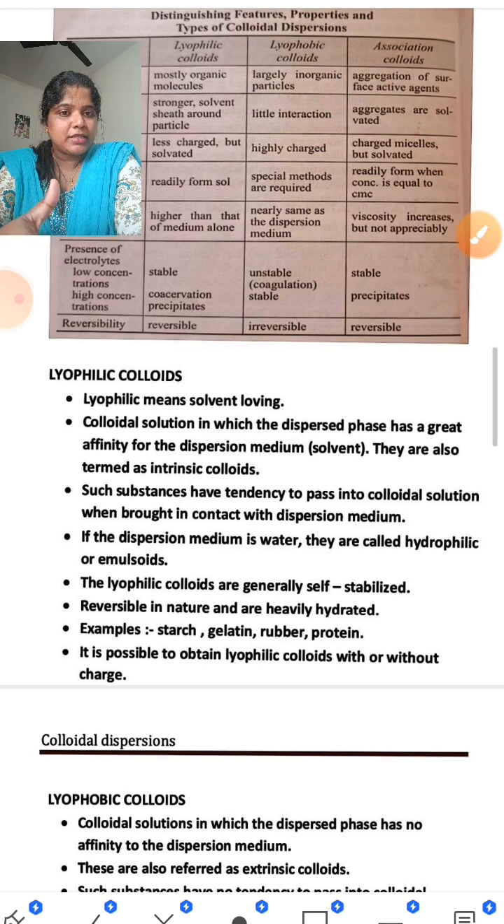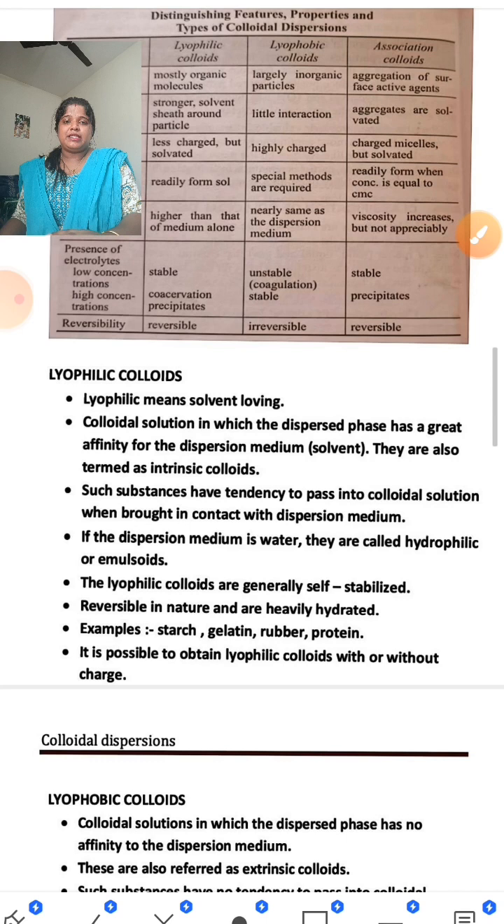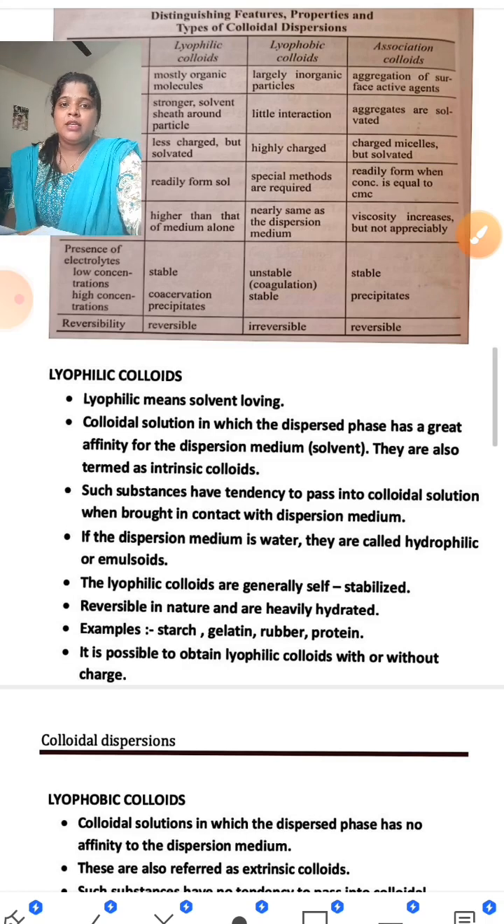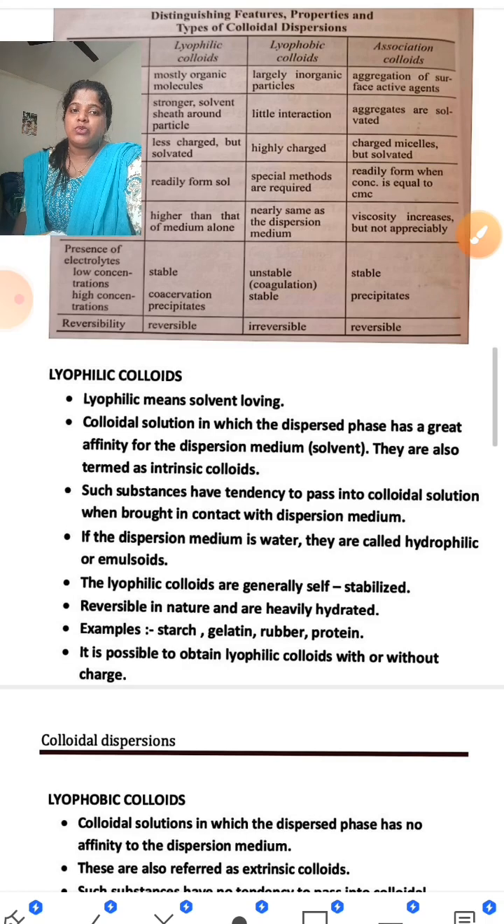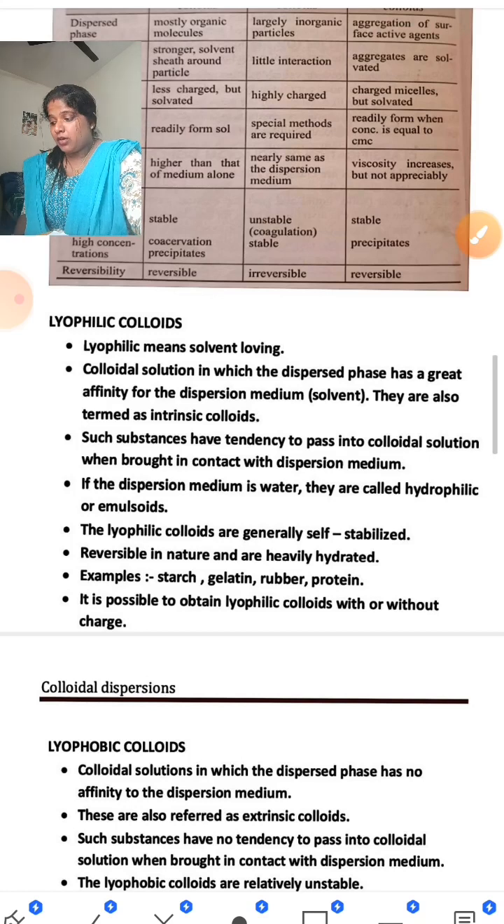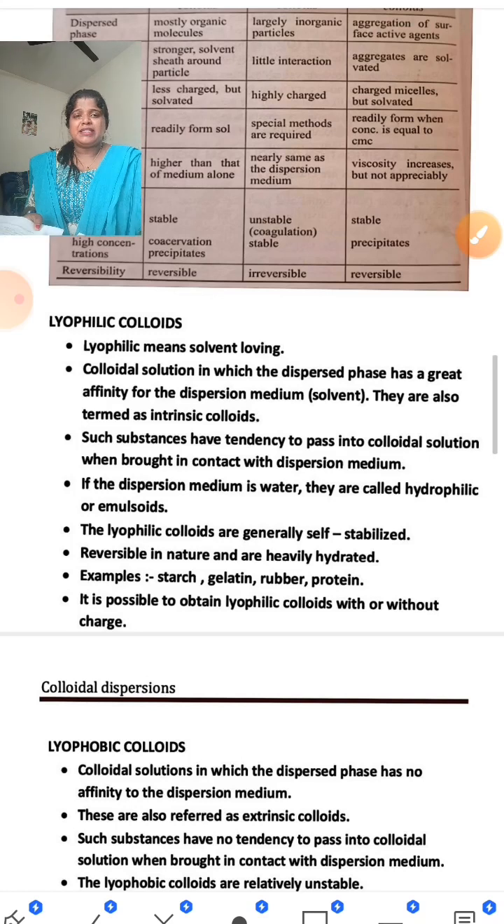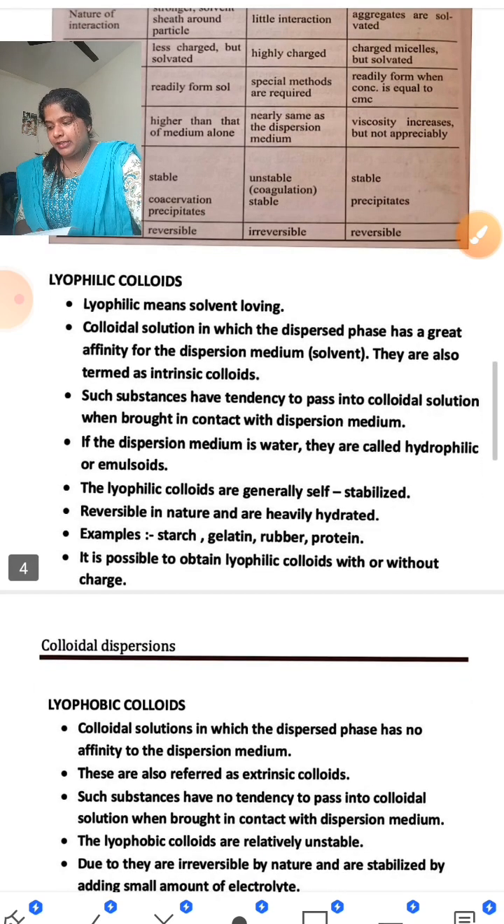Okay, in that case it will come as stable, and the association will come as a precipitate. Now we'll see the explanation of lyophilic colloids. Lyophilic colloids means solvent loving. It is mainly organic molecules, and it is soluble in nature.